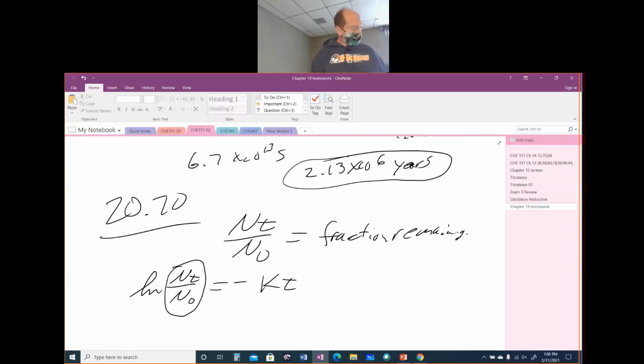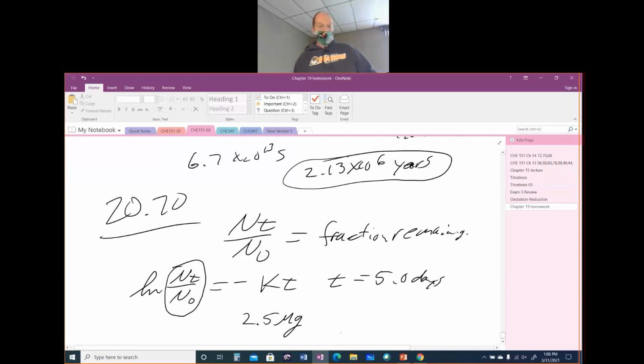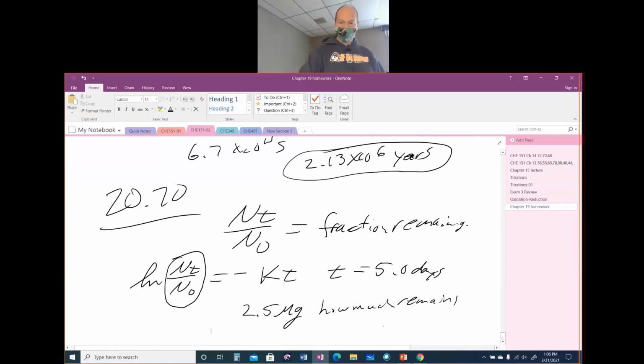So what fraction would remain after 5 days? We have a time, 5 days. If a sample contains 2.5 micrograms, they ask how many would remain after 5 days. So they want the fraction, and then how much of this mass remains. Of course, if the fraction were 0.5, or 50% remaining, then 1.25 micrograms would remain.